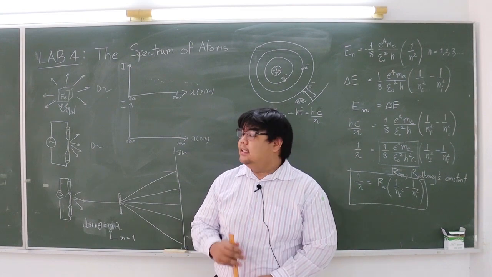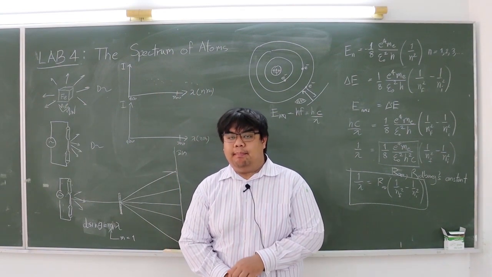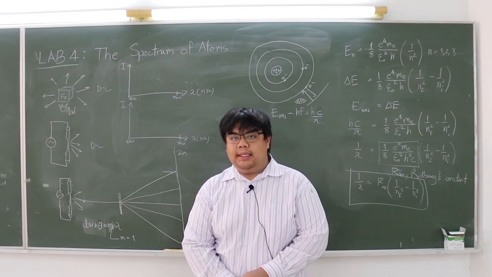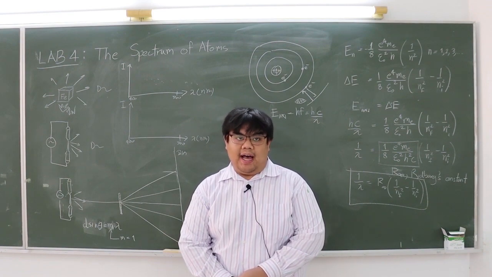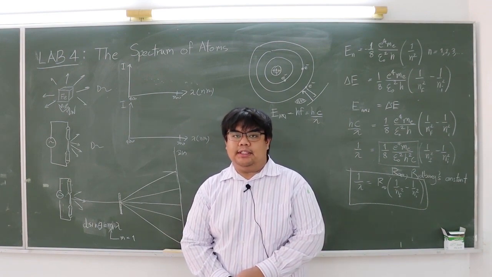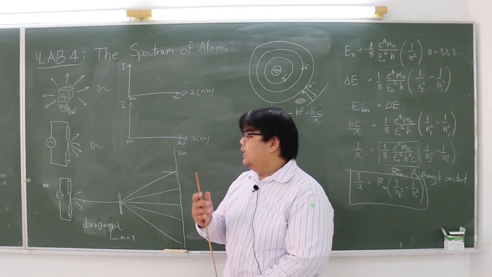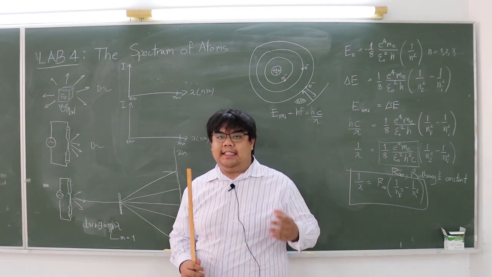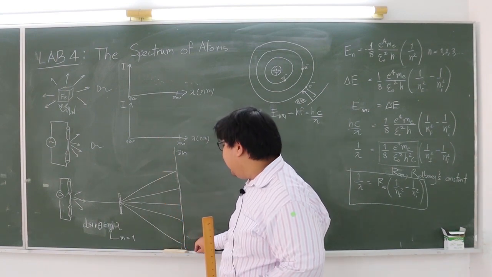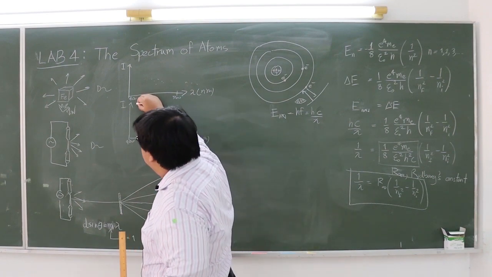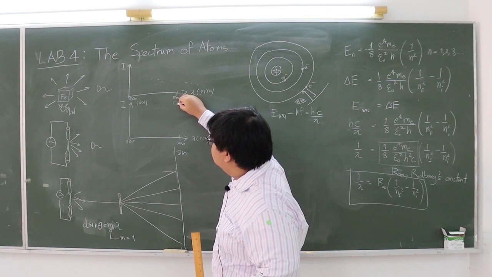The name of this lab is the spectrum of atoms. We will study the spectrum in this lab. What is spectrum? The spectrum is a set of electromagnetic waves. In this lab, we are interested only in the waves that we can observe by eyes, which is light. Light has 7 colors, from red to violet. The wavelength of violet light is about 400 nanometers, and the wavelength of red light is about 700 nanometers.